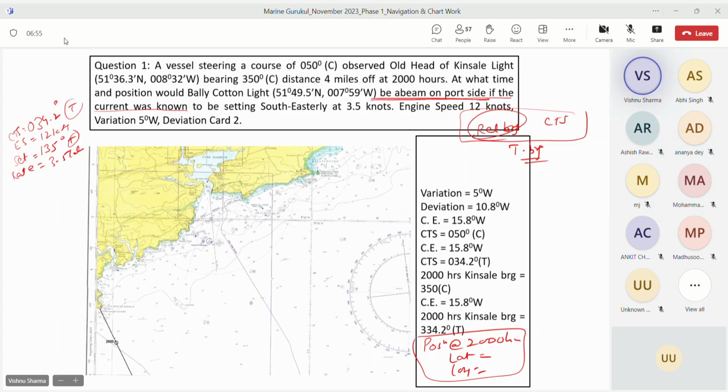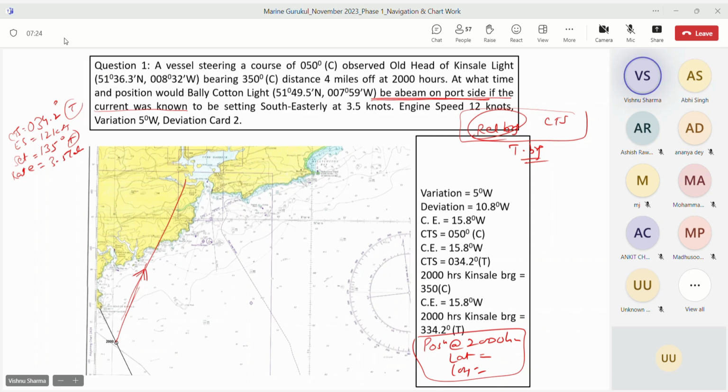Okay, guys, the vessel from 2000 hours is going on this. This is the CTS. My question to you is, is the vessel's position going to be on this line? It will be on which line? It will not remain on this line. It will be on the course made good. Very good. So we'll have to find the CMG.